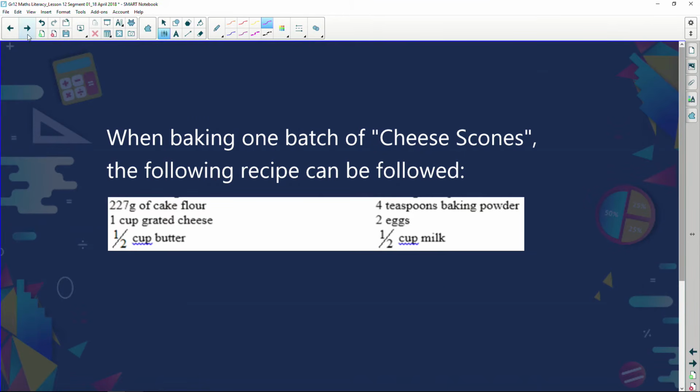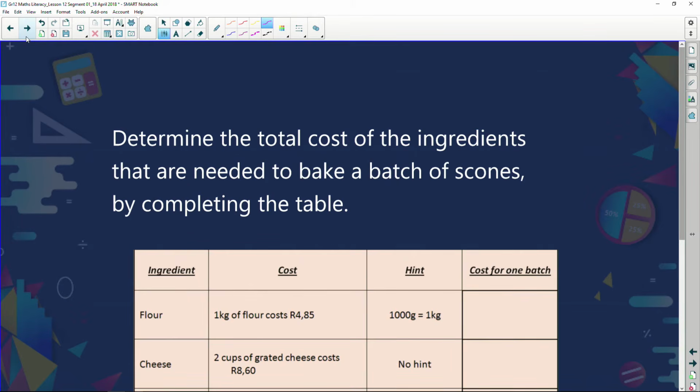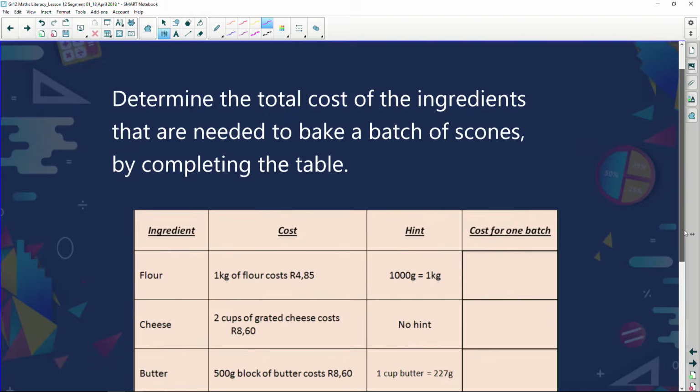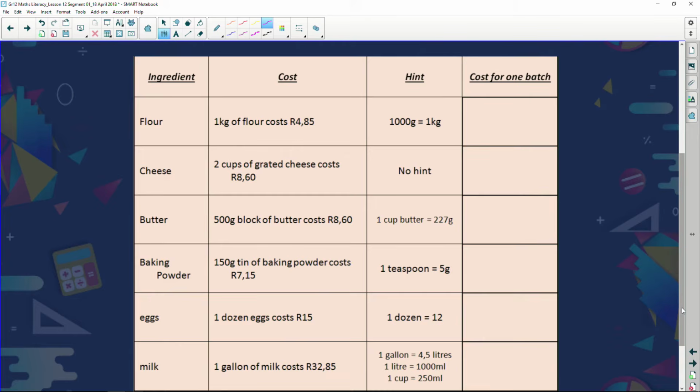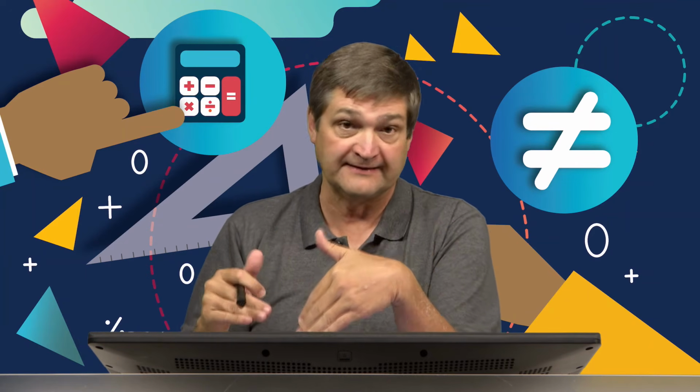Now, look at this table that I give. Determine the total cost of the ingredients that are needed to bake a batch of scones by completing the table. Right, now I just want to stress something here. In an exam, I don't think the examiners would ever give you a table like this with all these things to fill in. They probably only ask you for one or two things, and they might not ask it in a table form. They might ask it verbally. For example, how much would you spend on the flour?